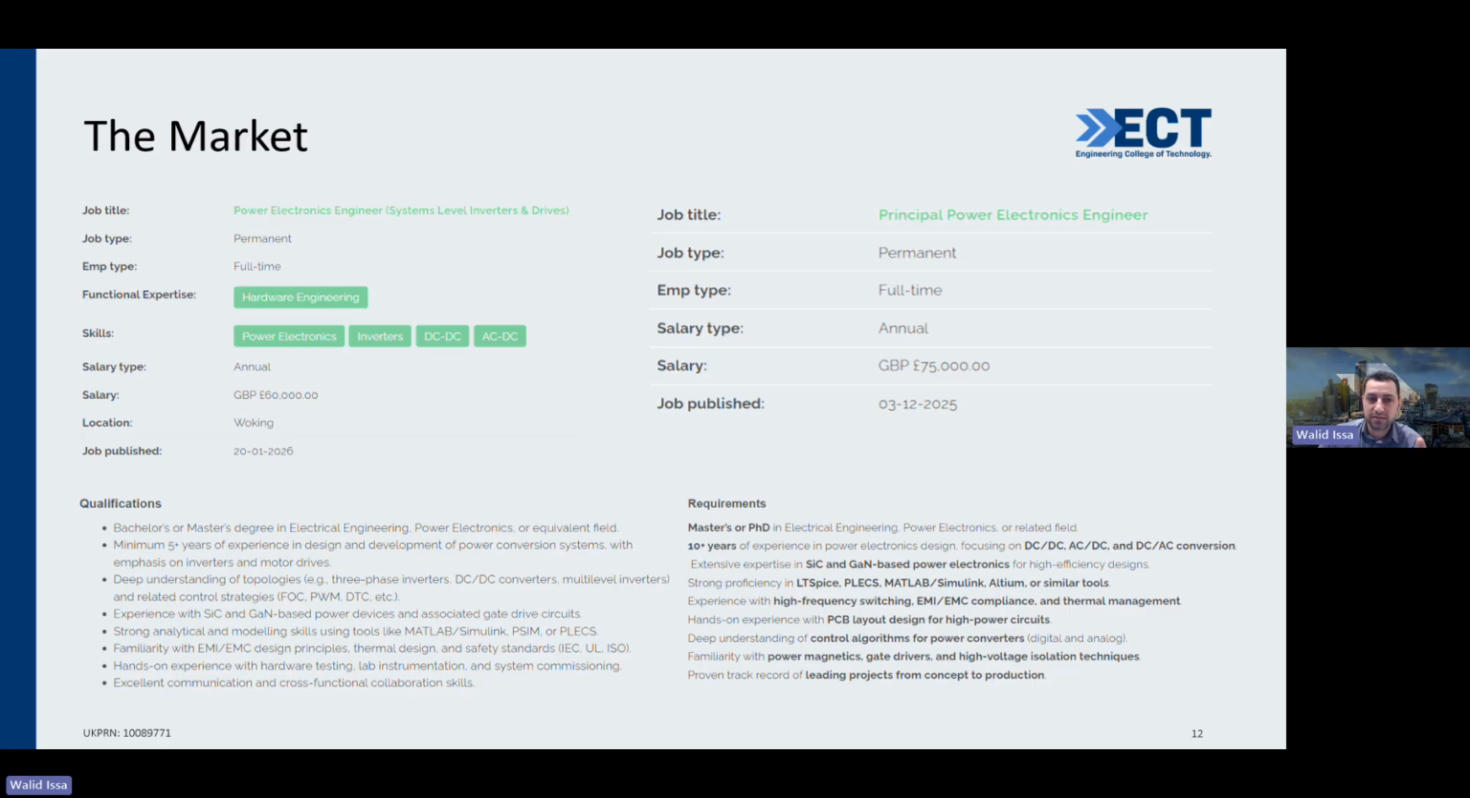So we know that diodes and transistors are made of silicon, and we want to bring that efficiency to be higher. So they have now replaced silicon with something called silicon carbide or gallium nitride.